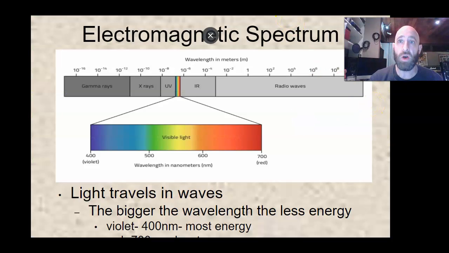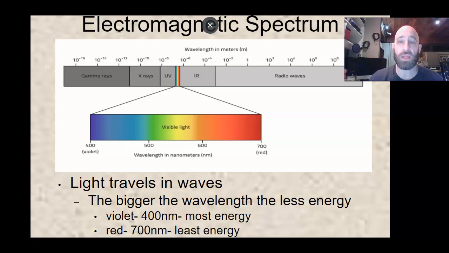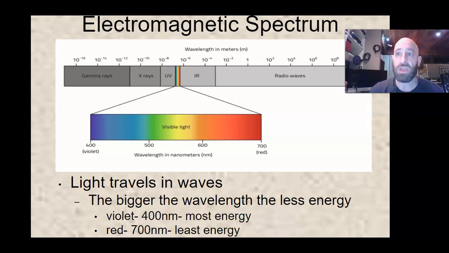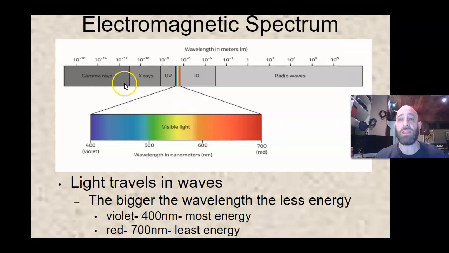If you take a look here, what I have is an image of something called the electromagnetic spectrum. And you've probably heard of it before. The electromagnetic spectrum is how light travels through our universe. And light travels in waves. And waves can either have what we call a large wavelength or a short wavelength. So a wavelength is the distance between the wave crests.